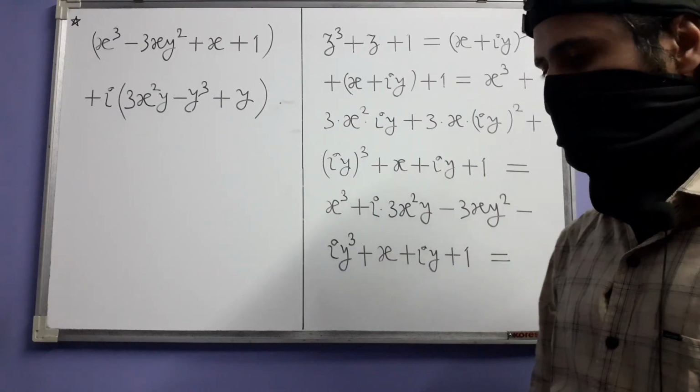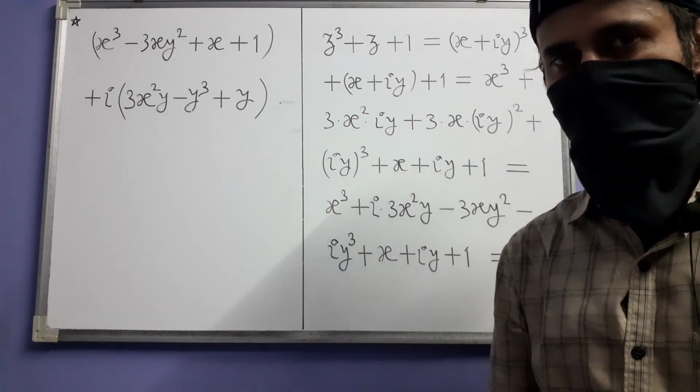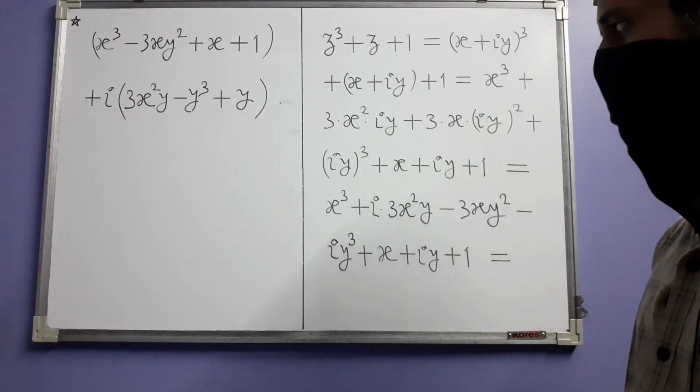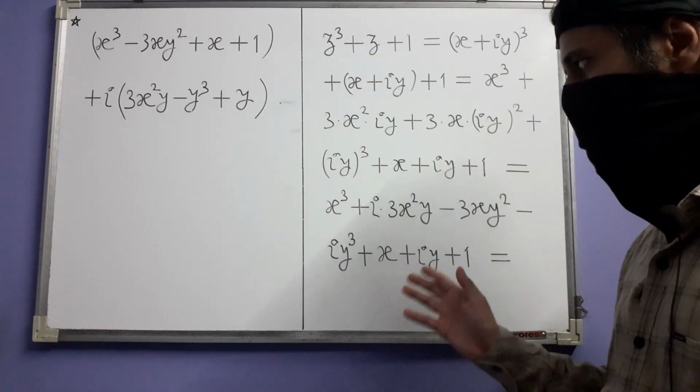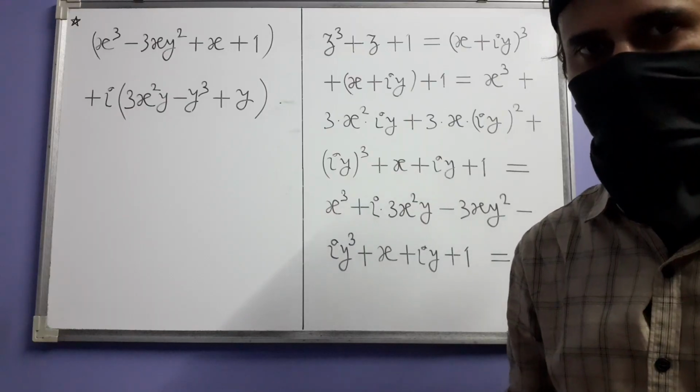So then we write the real and imaginary parts separately. For the real part, you collect those terms from this sum which do not involve i.